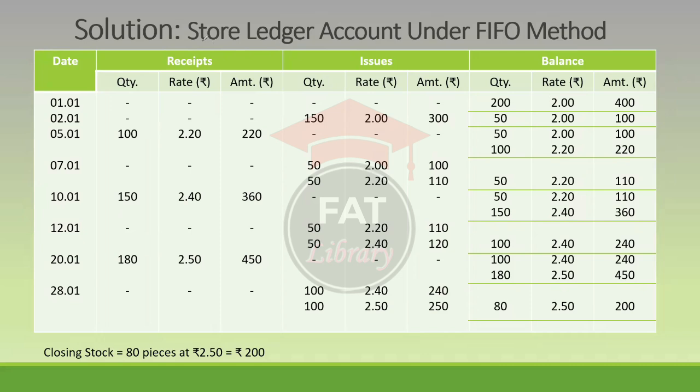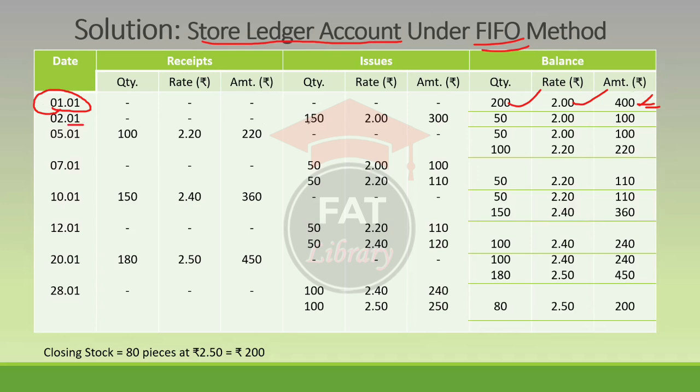Here we are going to prepare the store ledger account under the FIFO method. FIFO method is nothing but first in, first out. So whichever materials the company receives first, those materials they are going to issue first for the manufacturing of the product. On 1st January, they have opening stock. Whatever opening stock they have shown, we directly write in the balance. The opening stock is 200 units at 2 rupees per unit, which is nothing but 400 rupees. Quantity and rate they will give, amount we need to calculate. So 200 multiplied by 2 gives 400 rupees.